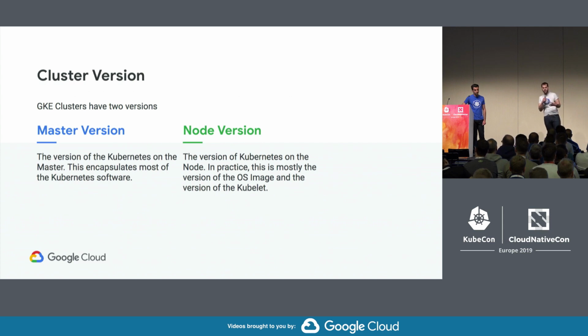Now, the master version is the version for all the software that we're releasing on the master, but also, as Kobi mentioned, the add-ons, right? Because those are managed by us. And the node version, it turns out not to be very much stuff, but it is important, and that is the OS image version and the kubelet version. And then going back to the actions we can take are either, here are these available versions for you, or here are some upgrades.